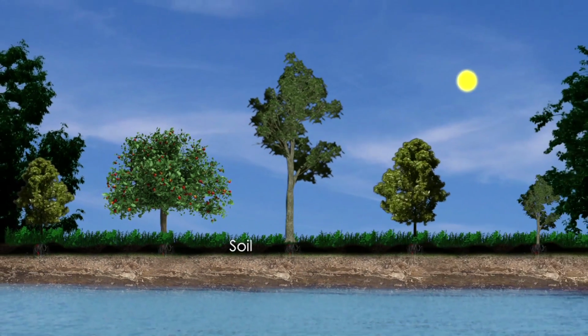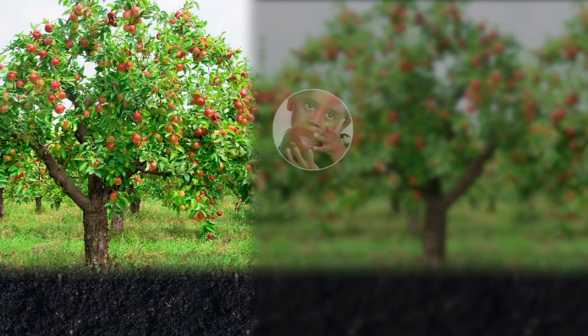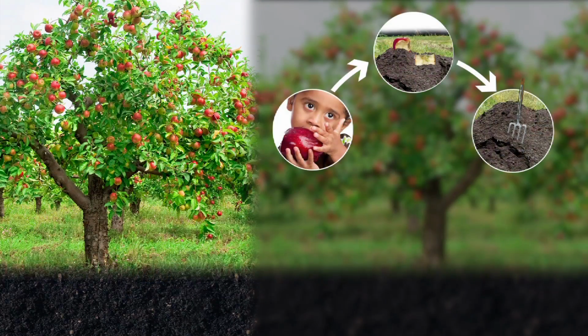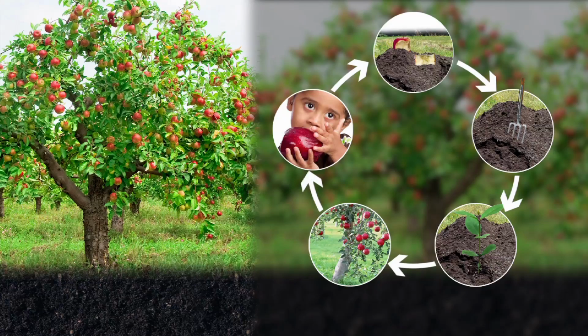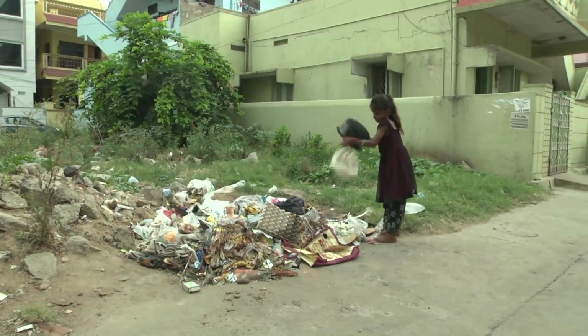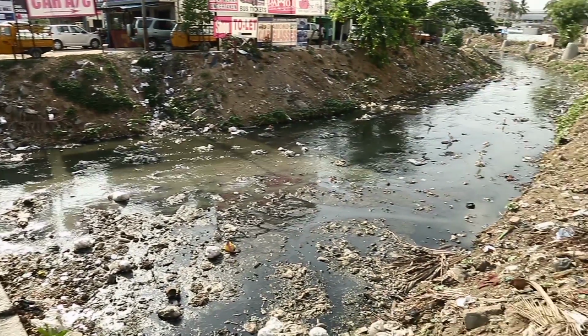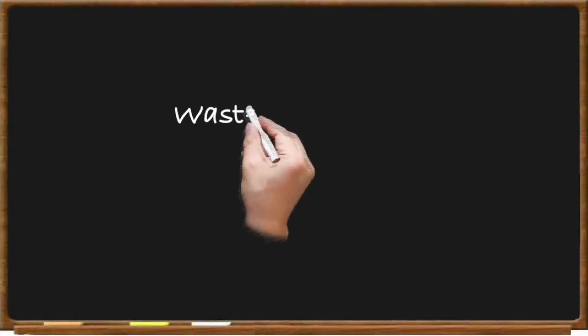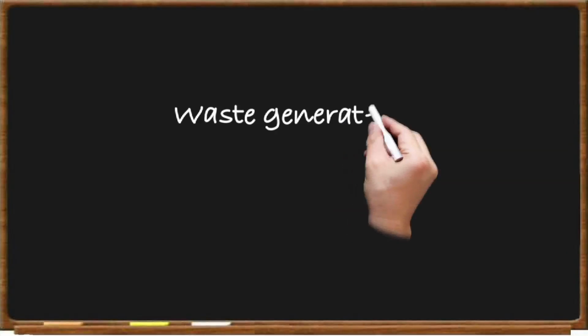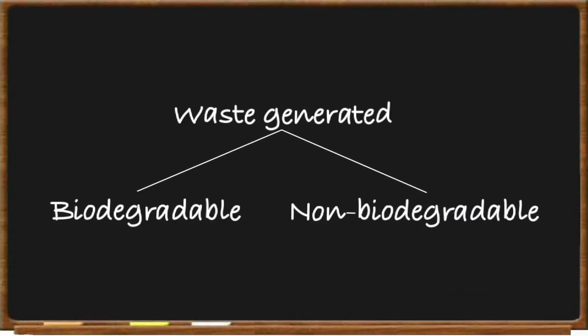Soil serves as the interface between earth, air and water, fulfilling a variety of complex interdependent functions essential to life. Yet, human activities alter its ability to perform its job. We are producing tons of waste in our daily activities. The waste generated from various sources can be categorized into biodegradable and non-biodegradable.